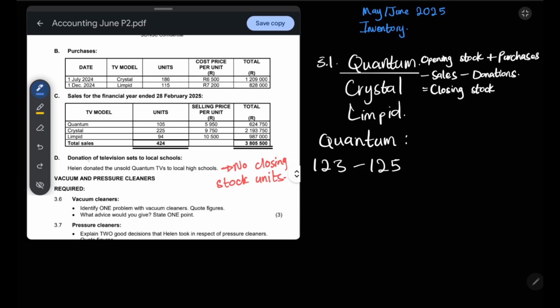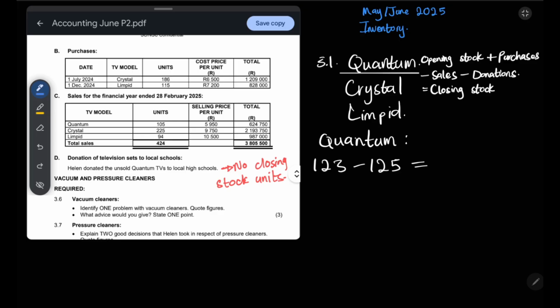What else do we have? Donation of the television sets to local schools. Helen donated the unsold Quantum TVs to the local high schools. How do we find the unsold units? We have to say 123 minus 125. What is your answer?